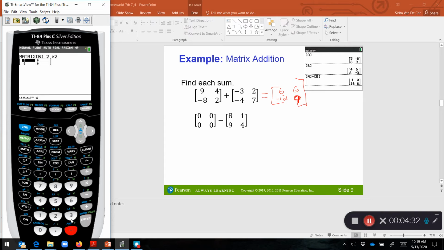And I'm going to put -3, 2, -4, 7. Now if I quit out of there, we're going to go back to the home screen, and then I'm going to pick up the matrix. I just want the names this time, so I'm going to choose option 1 plus second matrix option 2, and there's the result, 6, 6, -12, 9, just like we found by hand.